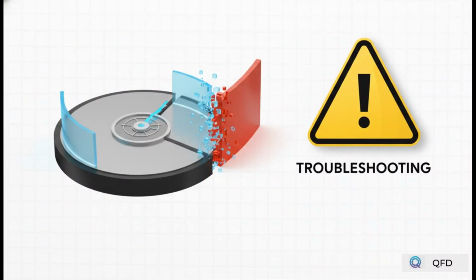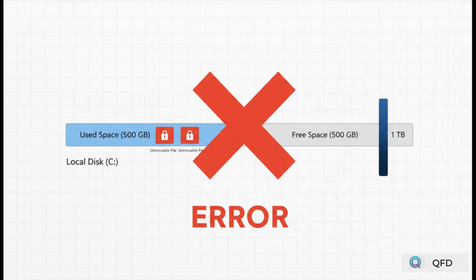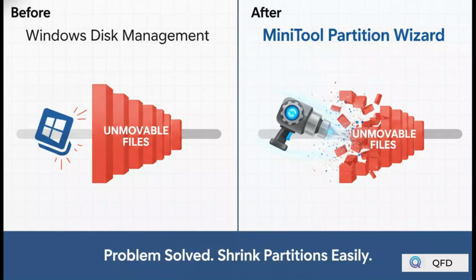But sometimes things don't go perfectly. What if you get stuck? Sometimes Windows won't let you shrink enough because of unmovable files. It happens. If you hit that wall, a free tool like Minitool Partition Wizard can usually get the job done.